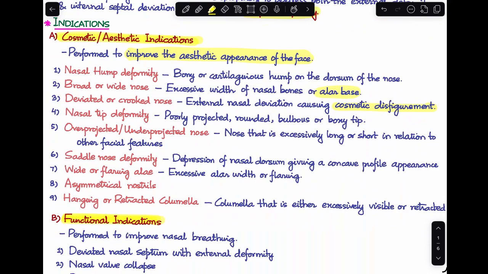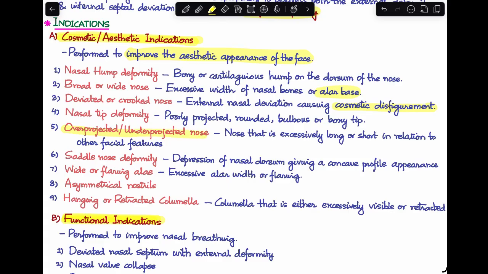Any kind of nasal tip deformity. Maybe the tip is poorly projected, an under projected tip of the nose, or even an over projected tip of the nose, or the tip is rounded, bulbous, or boxy. Different kinds of tip deformities can also be improved with the help of rhinoplasty.